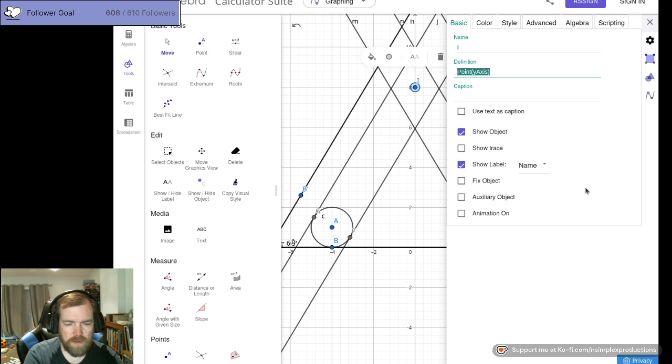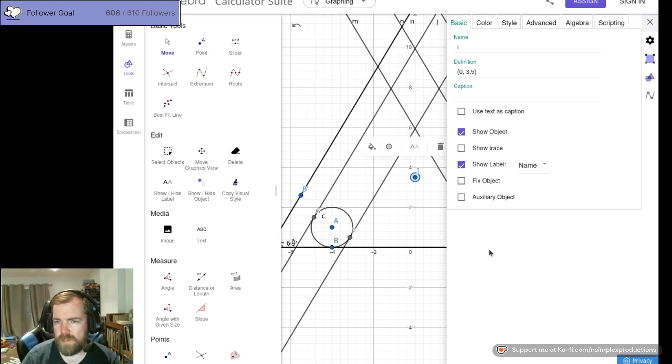Definition. 0, comma. All right, let's just test. Cool. All right, 3.5 works fine. What about square root 3? Nice. Okay, so this does work.